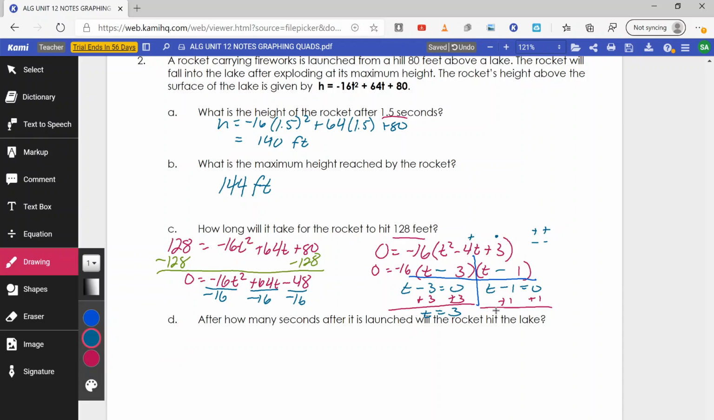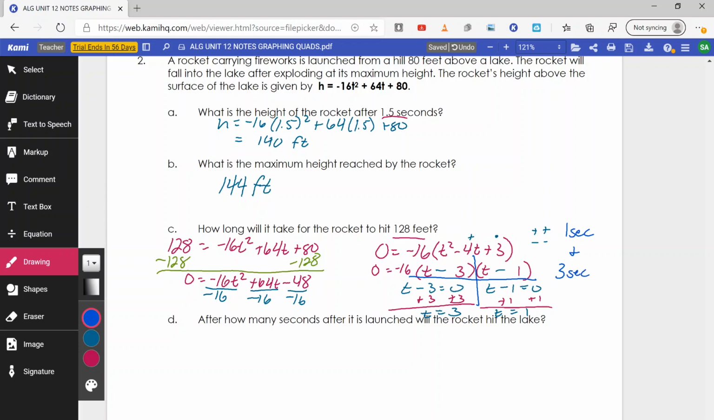So we get time value of 1. So this means I have 2 separate times at which it will hit 128 feet. I got one time value at 1 second, and I have another time value of 3. So we have 1 second and 3 seconds.